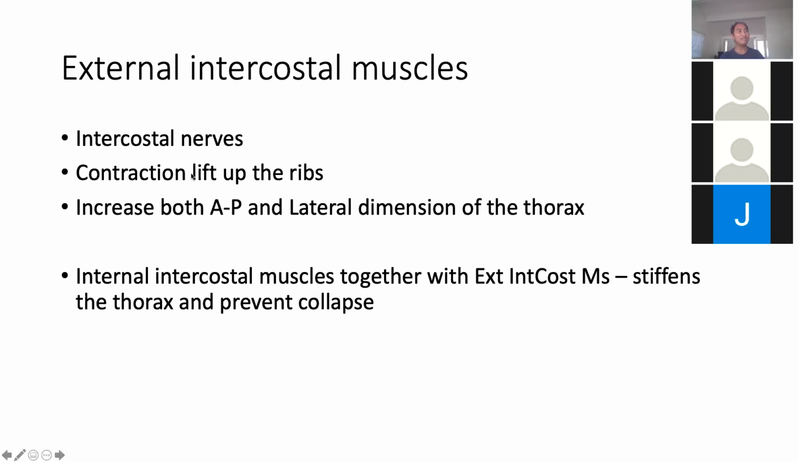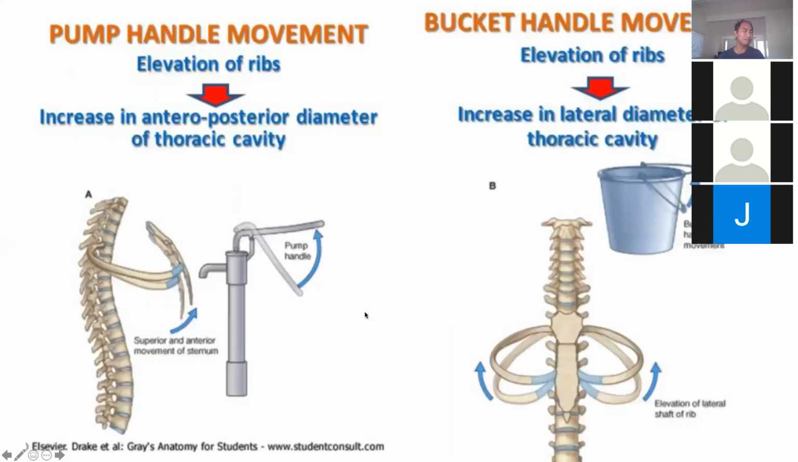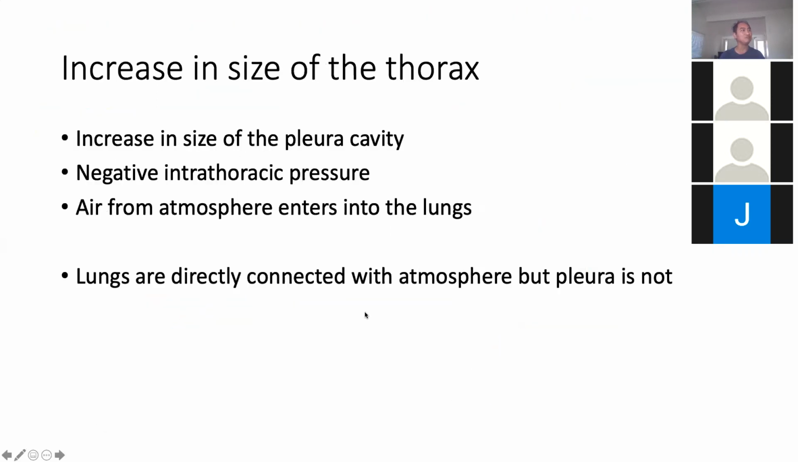Its contraction, we lift up the ribs outwards and laterally. We take the sternum upwards and forward. So it increases the AP and lateral diameter. Internal intercostal muscles just support the external intercostals. So the external intercostal is more important for inspiration. Yeah, so bucket handle and pump handle movement.